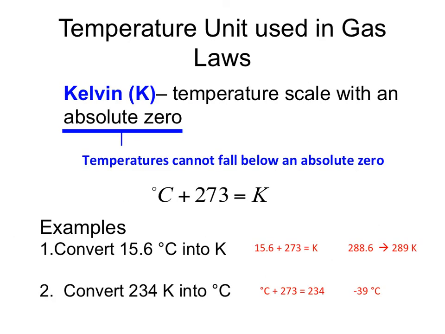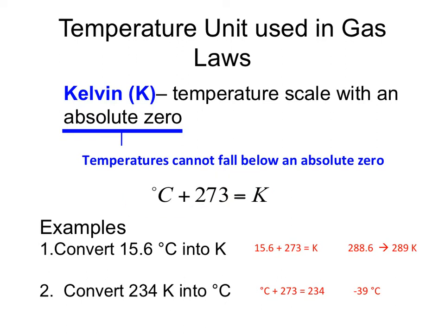When performing gas laws, our temperature unit will have to be in the Kelvin scale, and most often you will find that the temperature that you are given is in Celsius. So it's going to be important for you to convert between Celsius and Kelvin. And that is simply done by adding 273.15 to the Celsius temperature. That will give you the Kelvin scale. To make it simple, we just go ahead and say add 273.